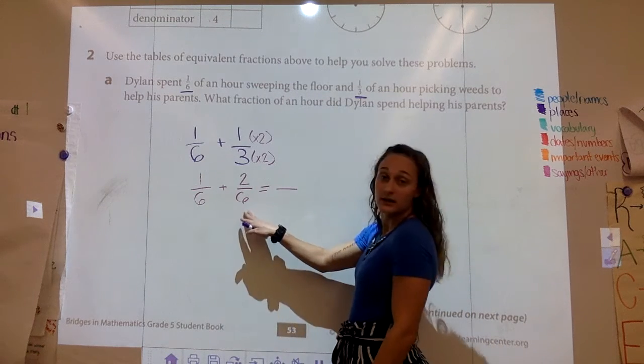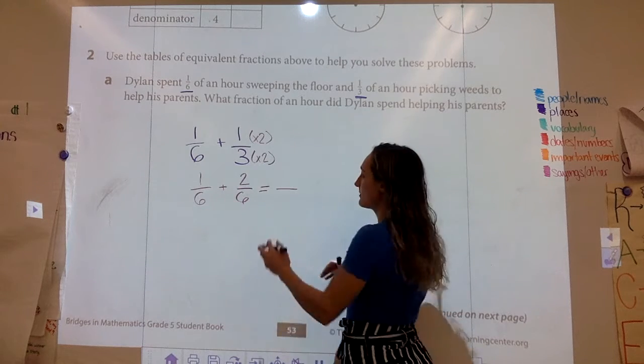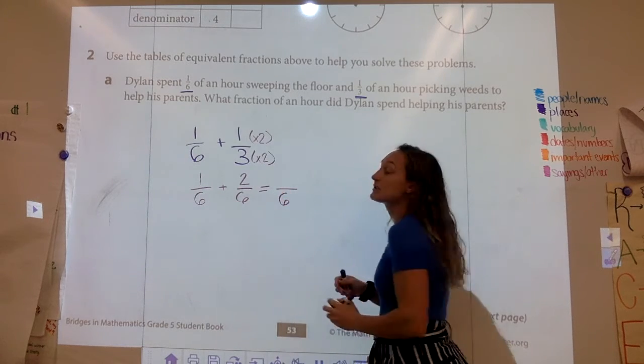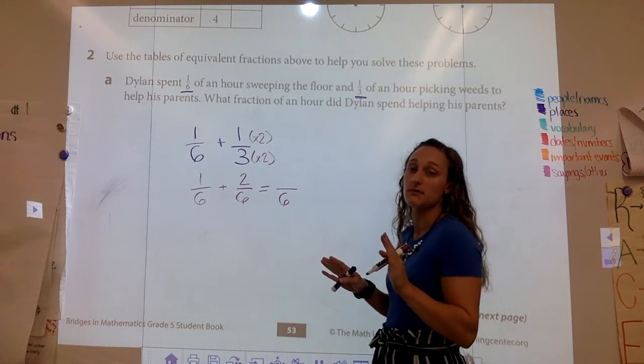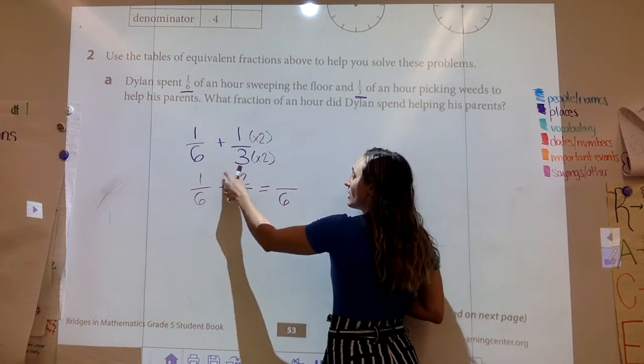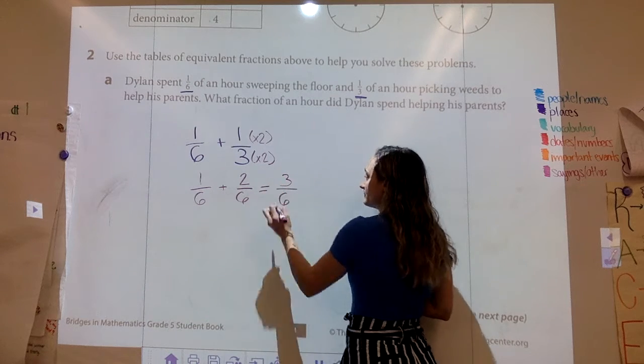Do not add these. You're going to keep the denominator the same. You just changed your socks. Keep them on. They match. They're good. Don't change them. Okay? And then 1 plus 2 is 3.